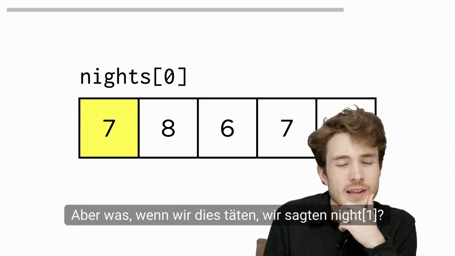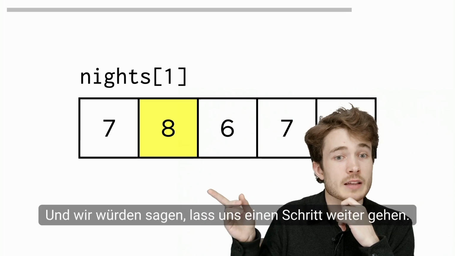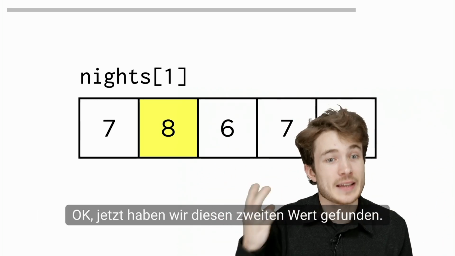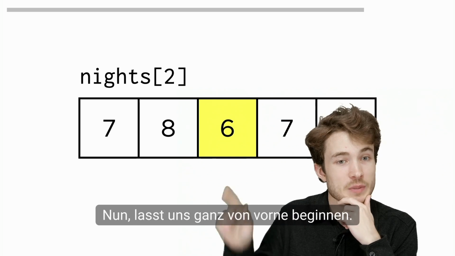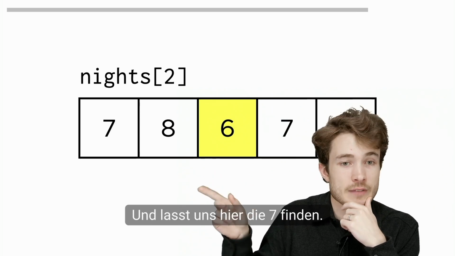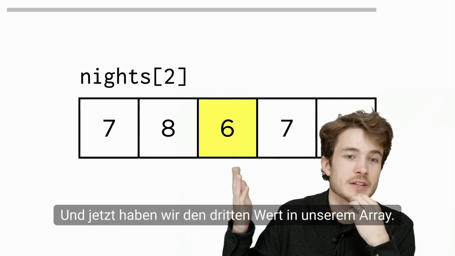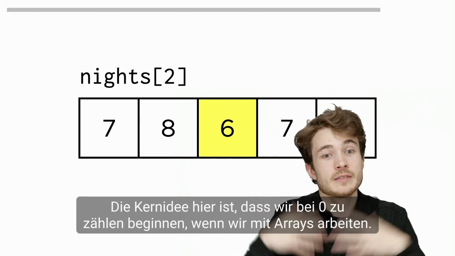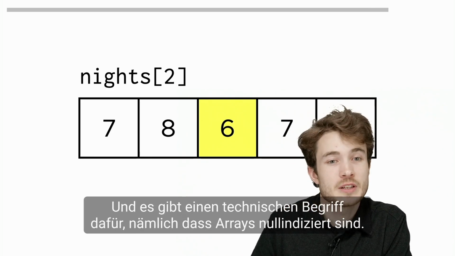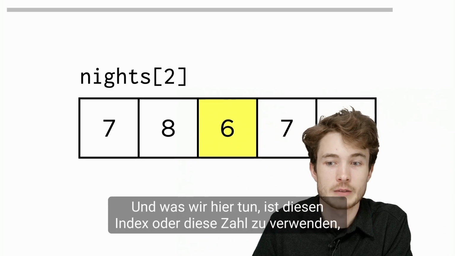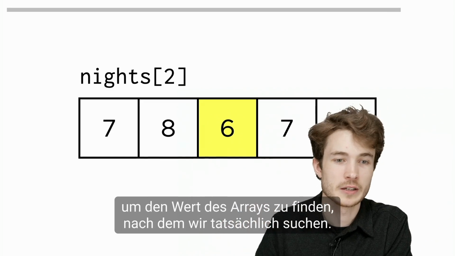But what if we did nights bracket 1? Well, we'd look at the first place in our nights array, and we'd say, let's move 1 step over. Okay, now we found that second value. In this case, it was 8. And in the same way, we could say nights bracket 2. Well, let's begin at the very beginning, and let's find 7 here. But then we're moving 2 spaces over, so we go 8 and then 6, and now we have that very third value in our array. So key idea here, we start counting from 0 as we're working with arrays, and there's a technical name for this, which is that arrays are 0 indexed. And what we're doing here is using this index, or this number, to find the value of the array that we're actually looking for.